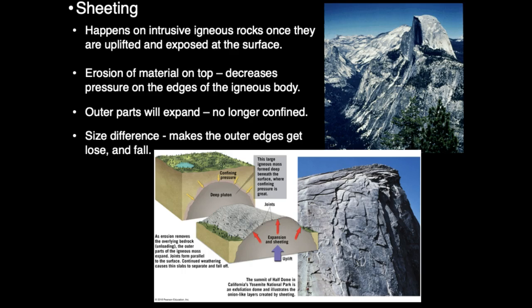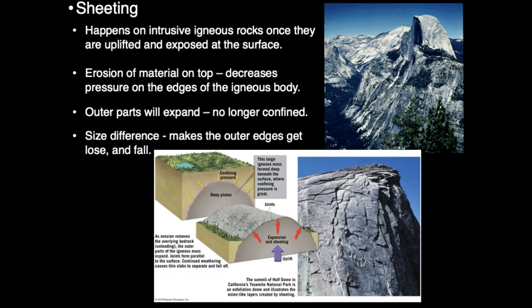Another process of mechanical weathering is sheeting. So sheeting occurs on intrusive igneous rocks for the most part. Once these igneous rocks are uplifted and exposed at the surface, as the image on the bottom is showing you, this usually again happens by the erosion of the overlying material. But once it's exposed at the surface, there is a huge release of pressure on those igneous rocks, which used to be confined by the overlying rocks.